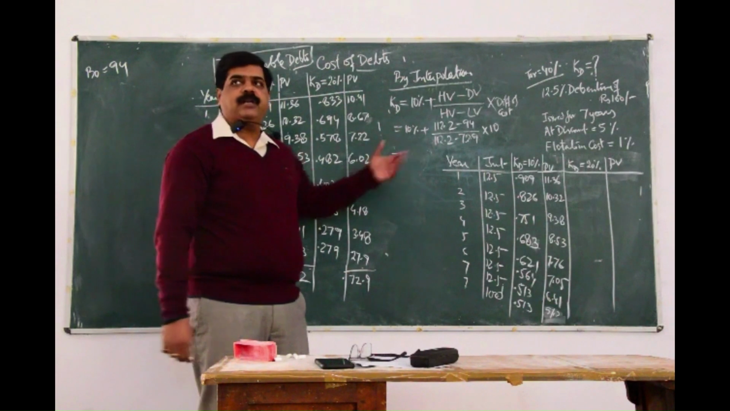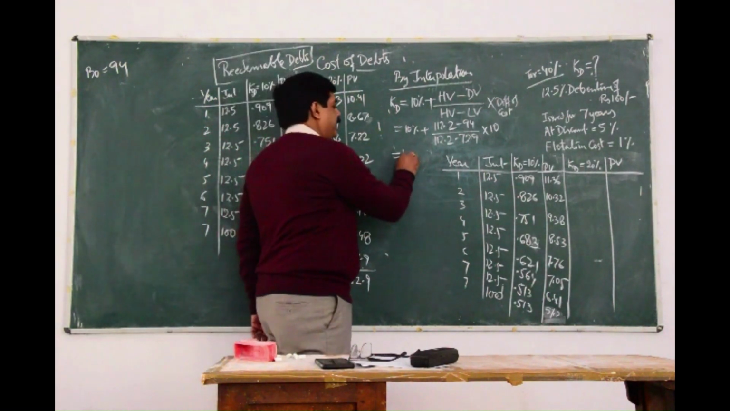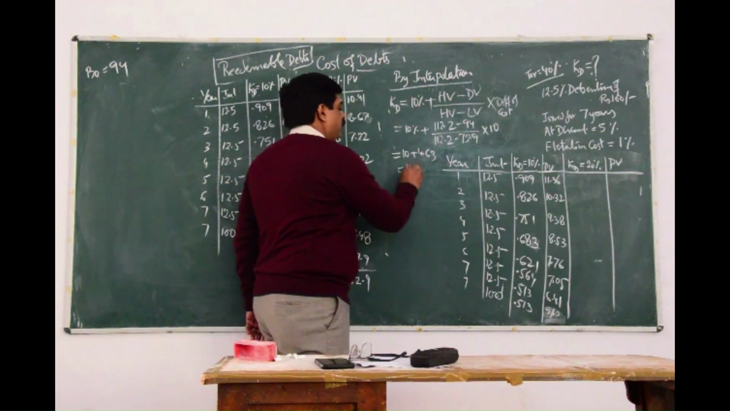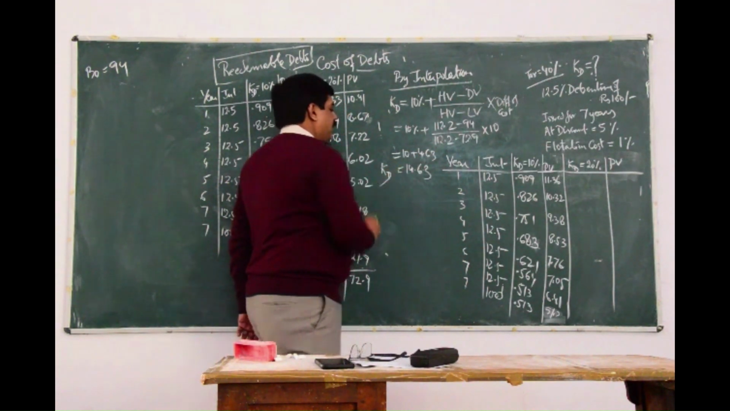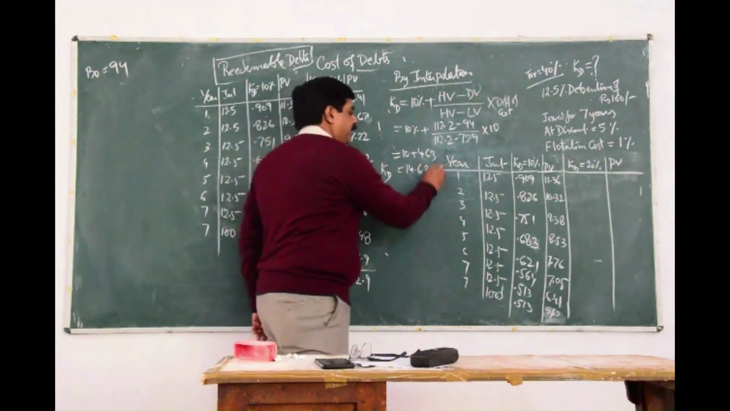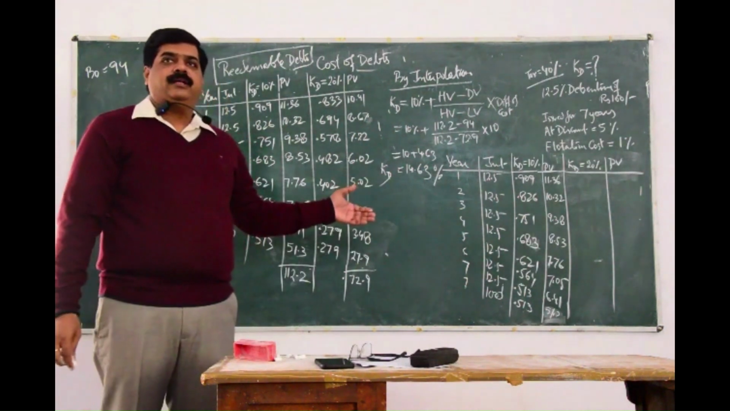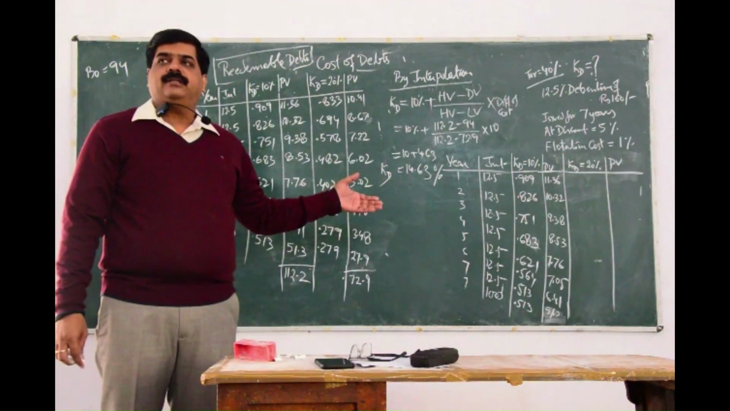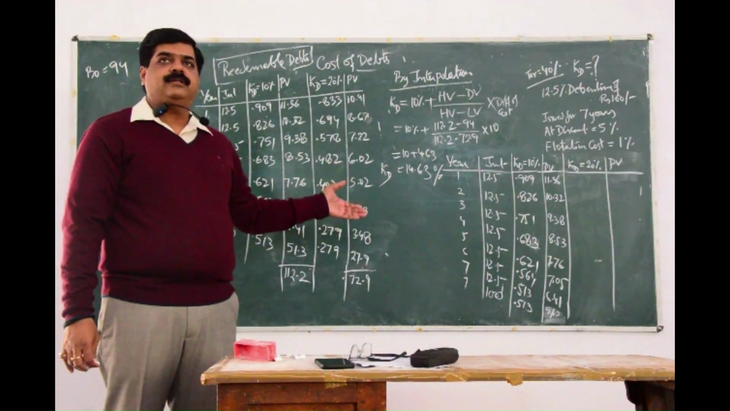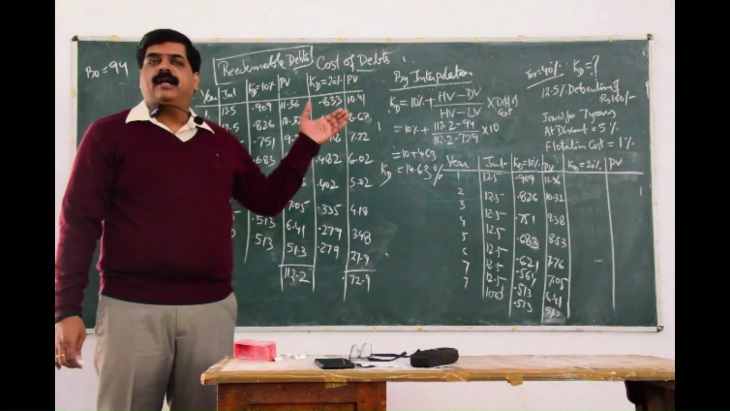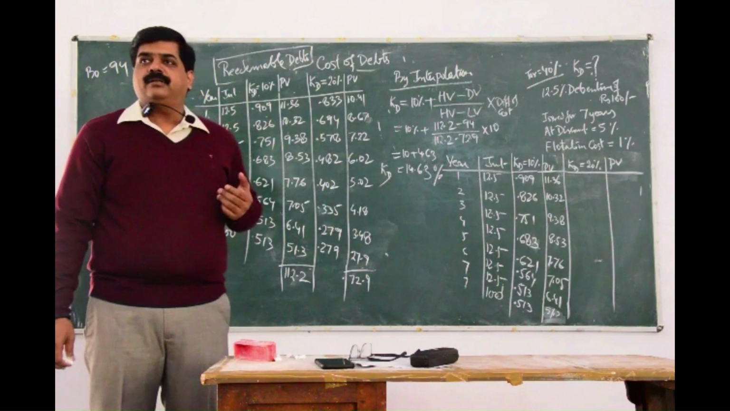So after calculating, we can take 10 plus 4.63, which is equal to 14.63. We can say this is the exact percentage value of KD. This is the way we try to calculate the cost of debt making use of the hit and trial method, or trial and error method, and making use of interpolation.